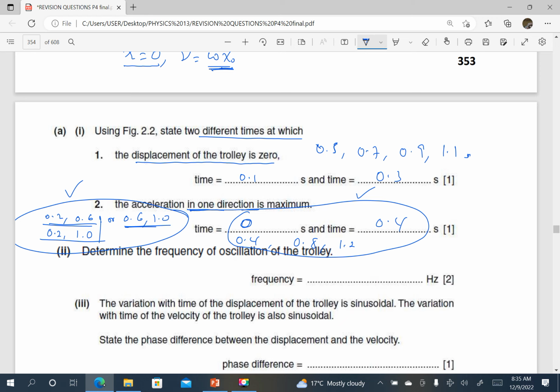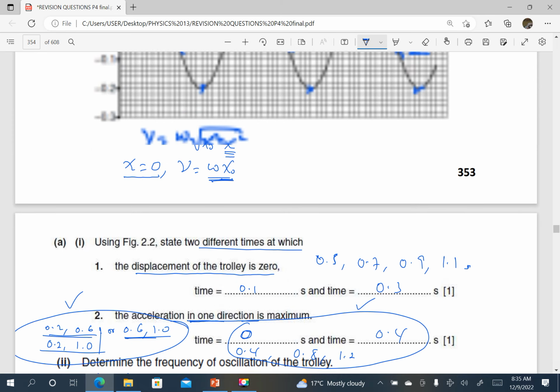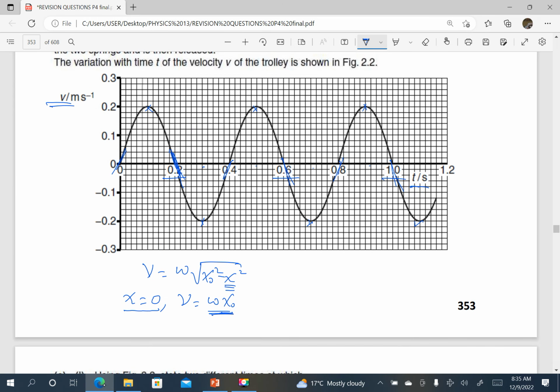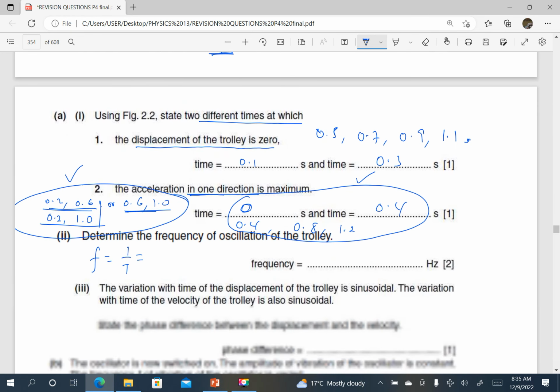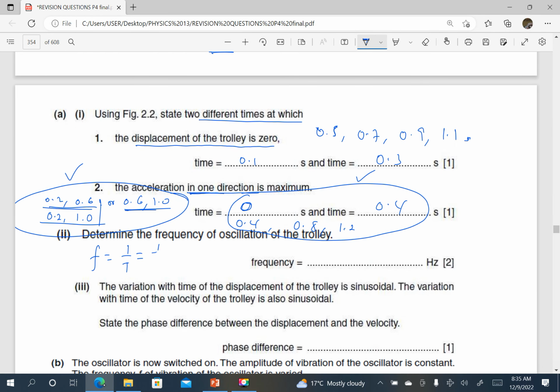Determine the frequency of oscillation of the trolley. We want the frequency, so we need a period. Frequency is going to be 1 over period. So we just look for the period from the graph. And you notice from the graph that the period is 0.4. So just substitute 1 over 0.4. I think 1 over 0.4 is 2.5 without even pressing the calculator.